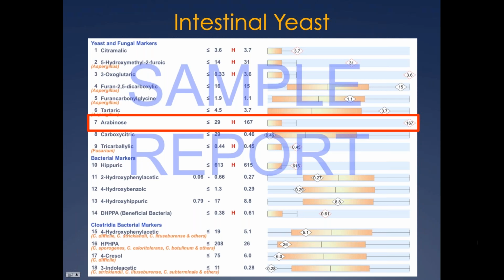If the arabinose is very, very high, as it is on this sample report, that is strongly suggestive of the presence of yeast in the intestine, and arabinose in particular is linked with invasive yeast and all of the potential problems that can imply for the health of the intestinal barrier and the crossover into systemic repercussions, again, as we talked about last week extensively on the CSA webinar.